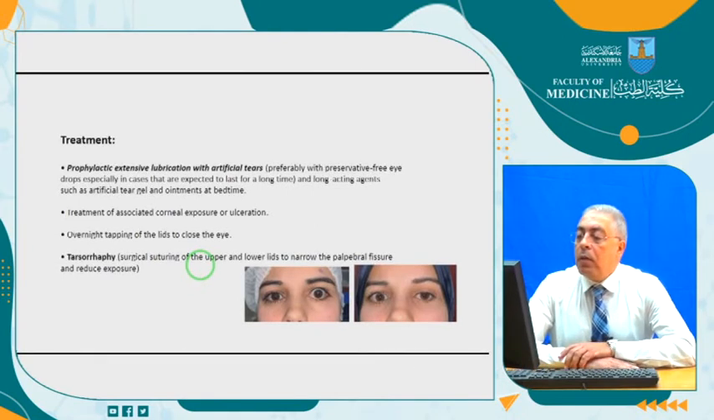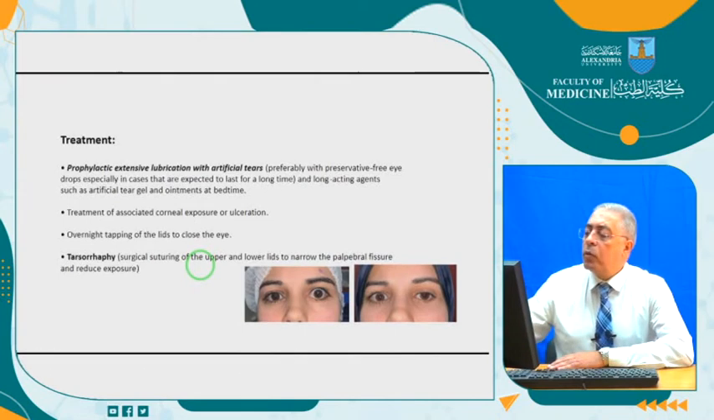How to treat? We do prophylactic extensive lubrication with artificial tears, preferably preservative free, and long-acting gels, especially during sleep at bedtime, to avoid dryness of the ocular surface. We treat consequent complications like corneal exposure, keratitis or ulcerations, with overnight taping of the eyelids to close the eye. Sometimes we resort to what's called tarsorrhaphy. We close the upper eyelid with the lower eyelid to minimize the exposure of the ocular surface.